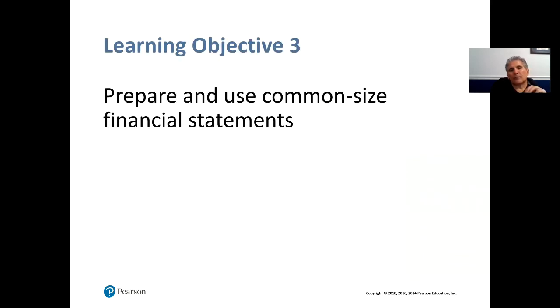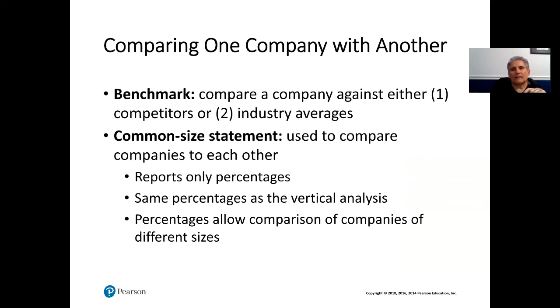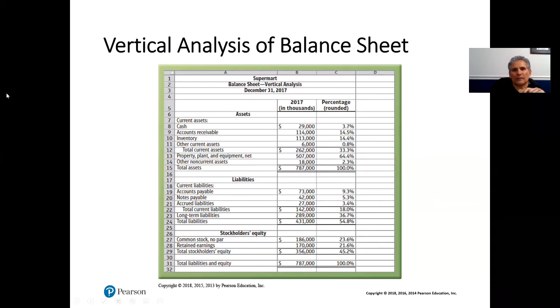Now from there we can prepare what's called a common size balance sheet. And really we actually already did that. The common size balance sheet is really taking these percentages and throwing out the numbers. Now you have to have the numbers here in order to come up with the percentages. But when you present a common size balance sheet, you're not going to put the numbers, you're just going to put the percentages.